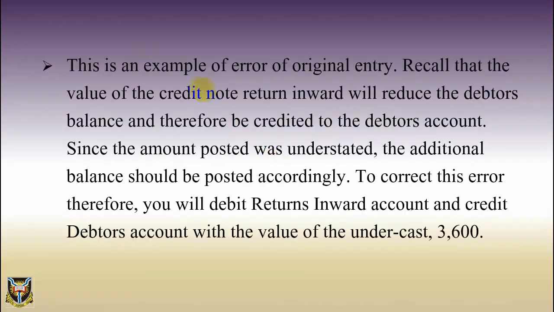J. This is an example of error of original entry. Recall that the value of the credit note return inward will reduce the debtor's balance and therefore be credited to the debtor's account. Since the amount posted was understated, the additional balance should be posted accordingly. To correct this error, therefore, you will debit the returns inward account and credit debtor's account with the value of the undercast, 3,600.